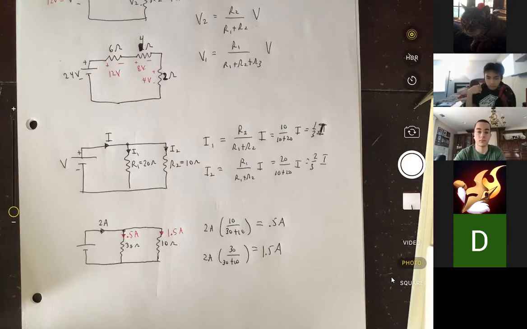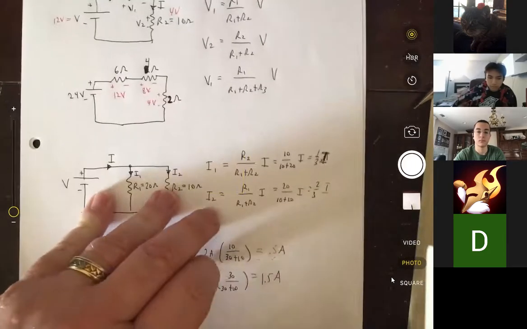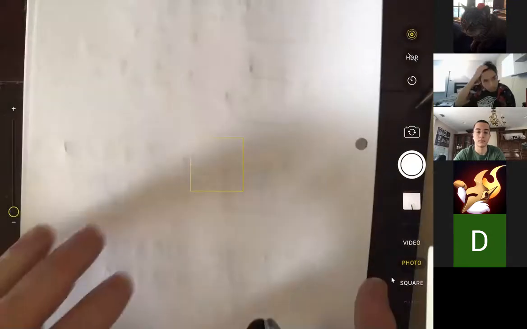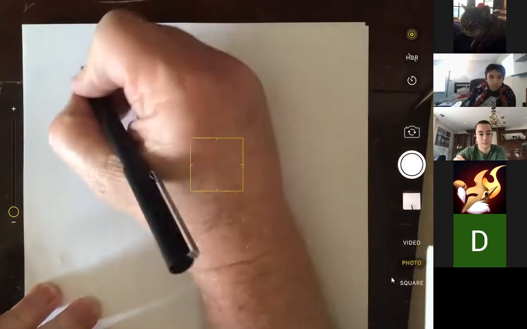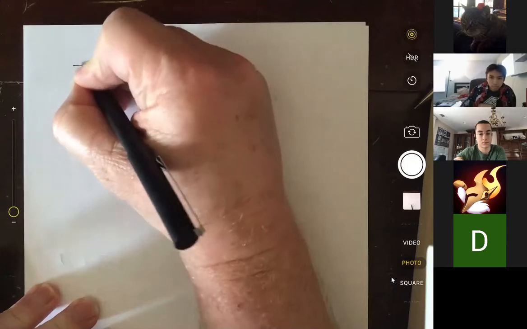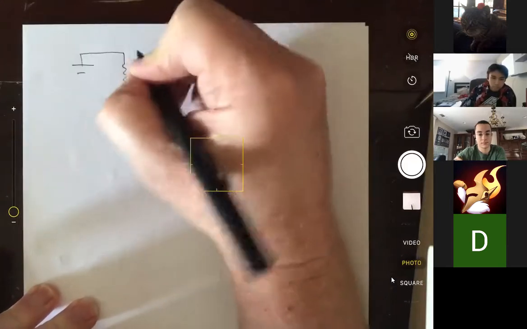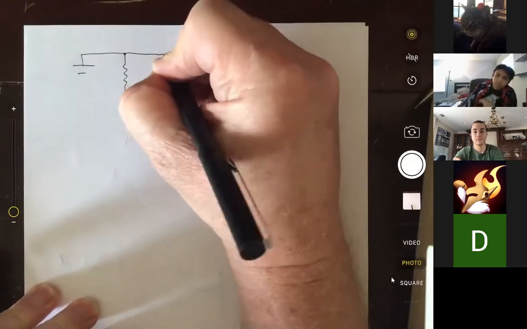Can you do current dividers with more than 2 resistors? Yes, I'm going to do one. Mathematically, it's really complex if I just gave it to you like R1, R2, R3. So for you high school students, this is the type of problem you would get with a current divider going 3 ways.